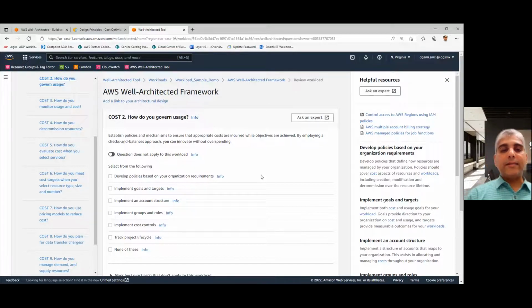In line with that is the next piece around implementing groups and roles. What you want to do is you want to have specific roles created that allow specific actions, and you want to have groups identified where you add users into those groups, and you assign permissions for what each role or each group is allowed to do to that role or group.